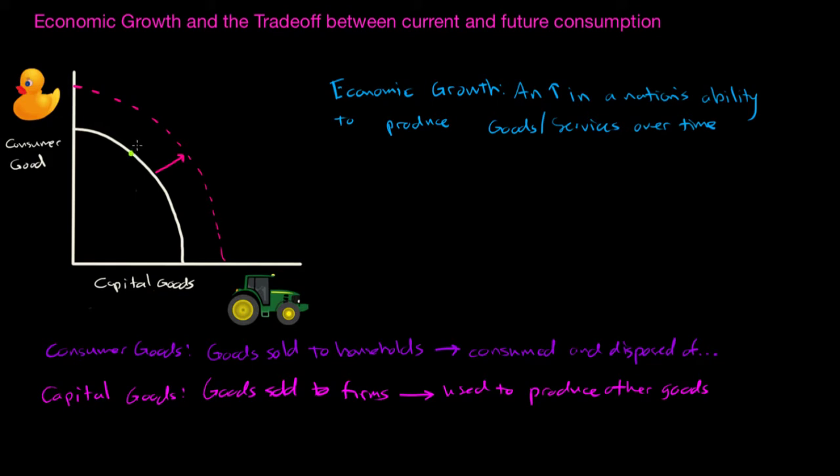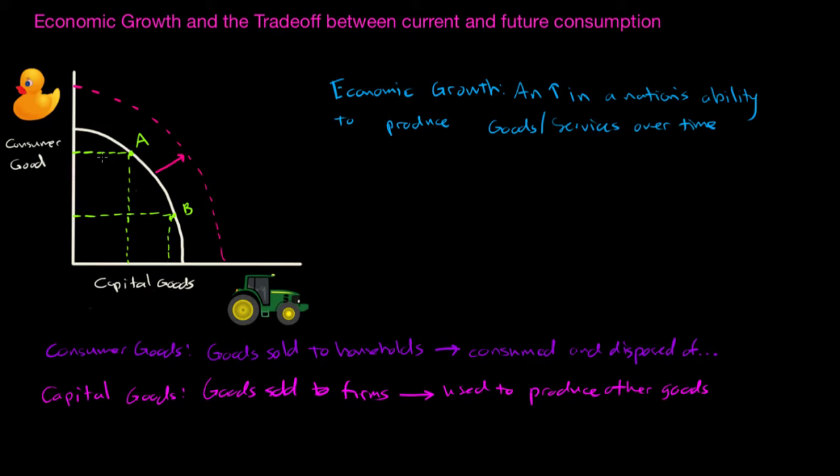A country can choose to produce more consumer goods today. By doing so, it would be producing at a point such as point A. Notice that at point A, the country is producing more rubber duckies, but the opportunity cost is the capital goods or the tools that it could be producing instead. Or society can choose to allocate its resources at a point such as point B.